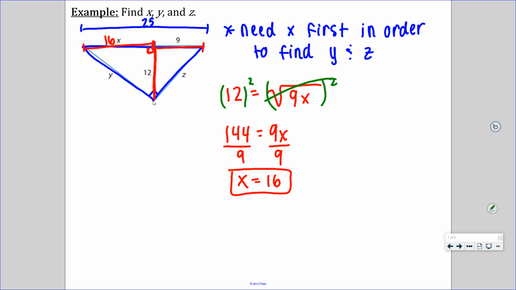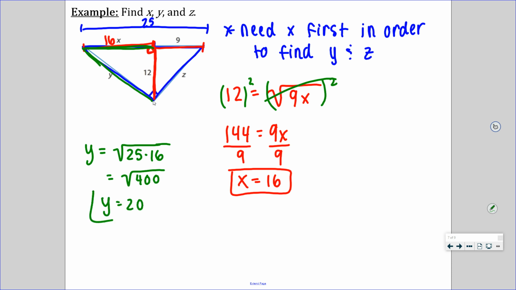I'll start with y. The legs are the geometric mean of the entire hypotenuse, which is 25, and the side that touches that leg, so 16. Now, a couple ways you could simplify this. It's already broken up as perfect squares for you. So you could square root 25, which is 5, and square root 16, which is 4, and then do 5 times 4, and you get 20. Or if you don't recognize that, that's okay. You can actually multiply those numbers. You get 400. Square root of 400 is 20. Whatever makes more sense to you with the radicals.